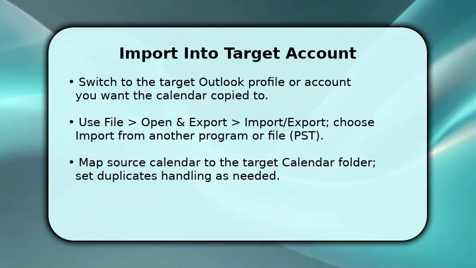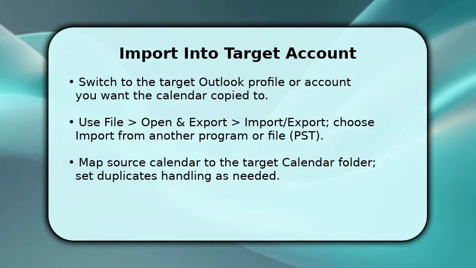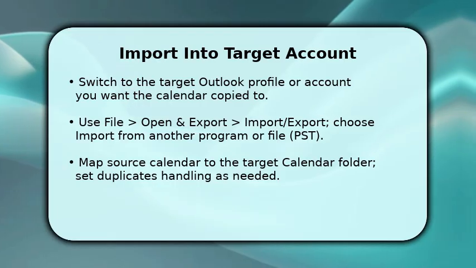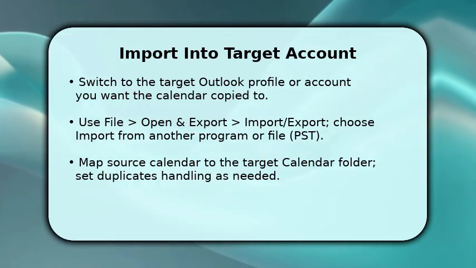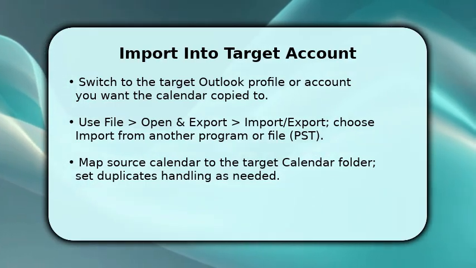Once done exporting, switch to the target Outlook account where you want the calendar copied. Navigate again to File, Open and Export, and choose Import/Export. This time pick Import from another program or file and select the PST you exported.